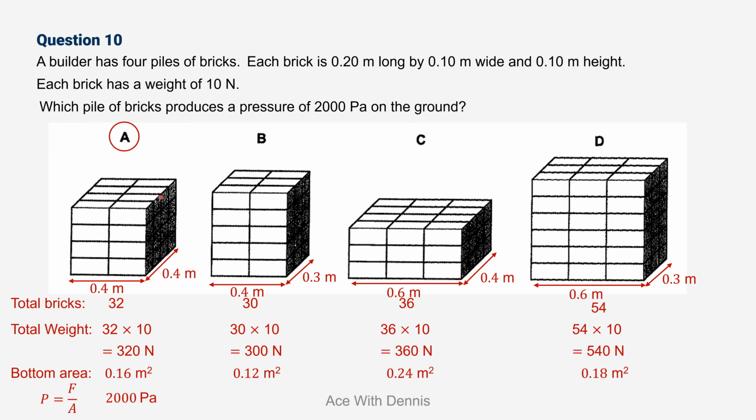Now, for option A is 320 divided by 0.16, then we get 2000 Pascal. Option B, 300 divided by 0.12, we'll get 2500 Pascal. Option C, 360 divided by 0.24, we'll get 1500 Pascal. And for option D, 540 divided by 0.18, we'll get 3000 Pascal. So we want to get which pile of bricks produces a pressure of 2000 Pascal. Answer will be A.